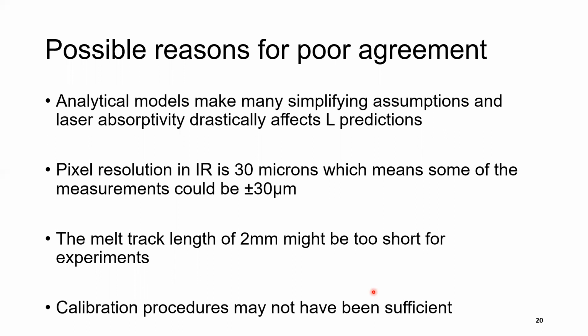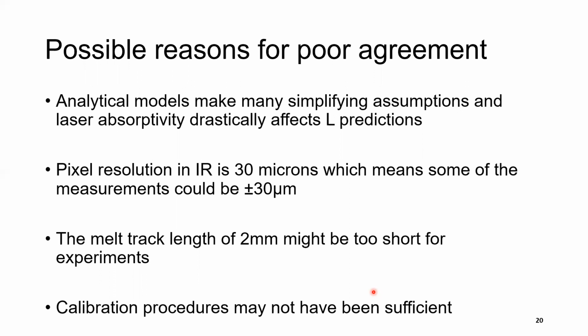The melt track length of 2 millimeters that was used for these in situ experiments might be too short. Though there is some work in the literature suggesting that a length between 1 millimeter and 2 millimeters is sufficient for the track to reach steady state, some of these measured melt pool lengths are very close to 2 millimeters. They don't exceed 2 millimeters, but they get pretty close. It's possible that we might need a longer melt track length.